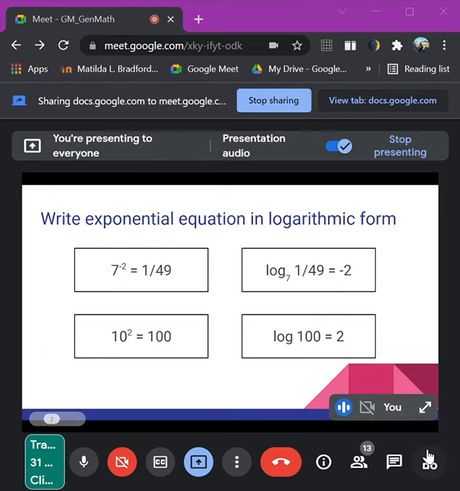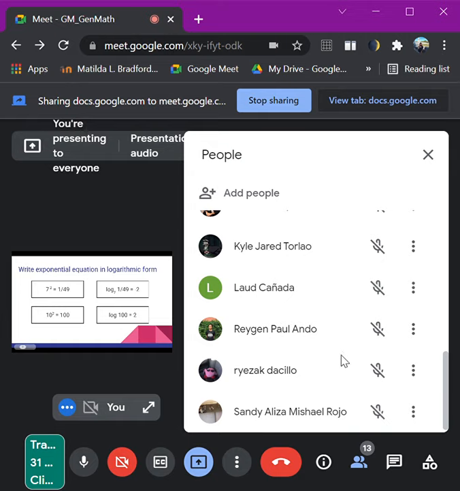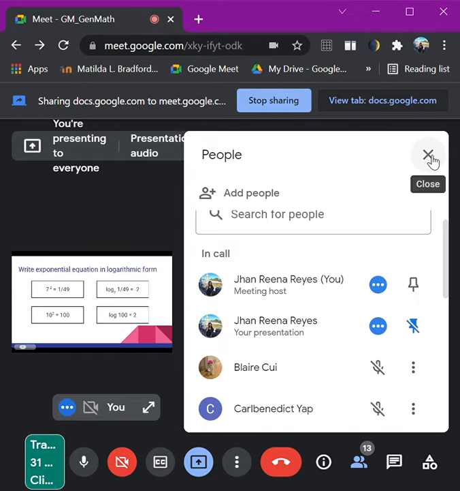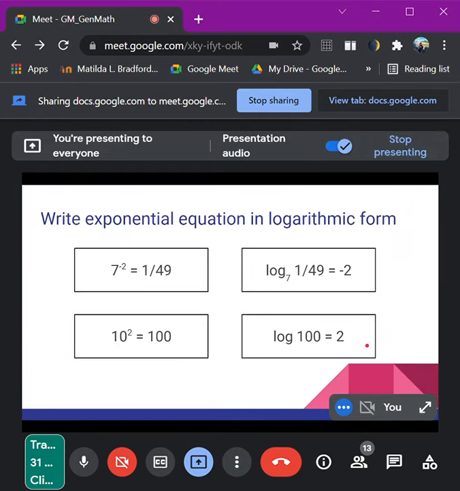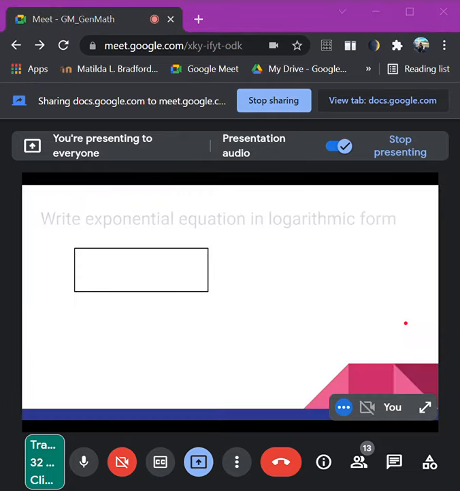Sige, questions? Okay, ra. Sige. Let's have our next example. We have there our natural number raised to 2 is equals to x. How are we going to change this one into logarithmic form?